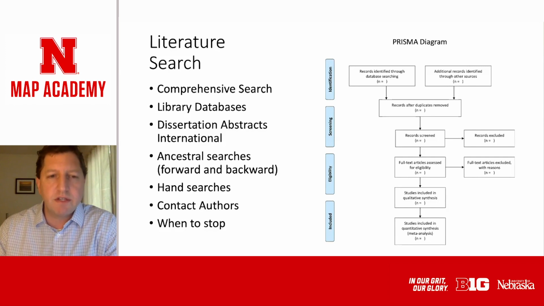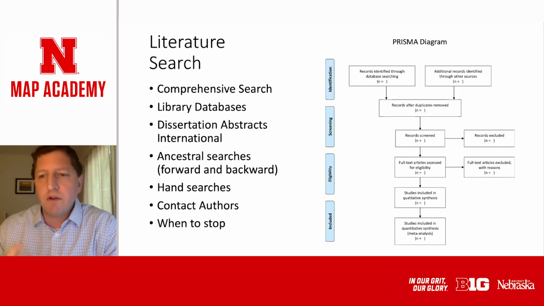So we want to look at dissertations. You want to also do ancestral searches. So as you collect studies that meet your inclusion and exclusion criteria, you want to look through the reference lists and see if they reference any other studies that are similar, that they may be replicating.